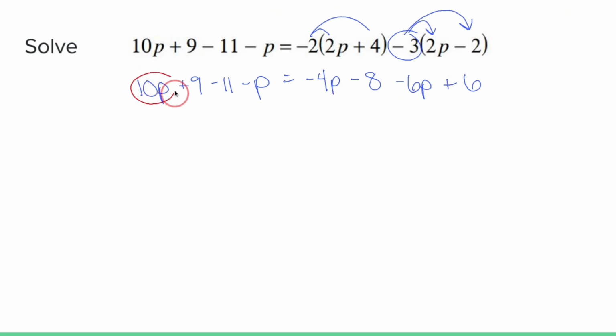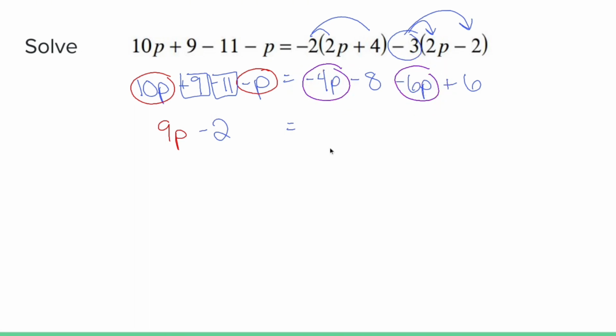So for example, I have 10p minus p, which is 9p. I have 9 minus 11, which is negative 2. Drop down the equals. Let's combine the p's on the right side. I have negative 4p minus 6p, which is negative 10p. And then I have my constants, which is negative 8 and regular 6. Negative 8 plus 6 is negative 2.